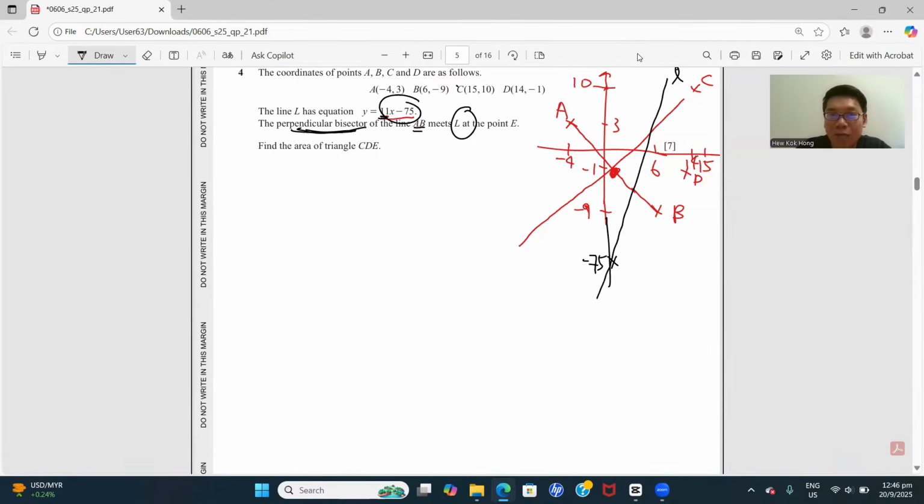So this is my L. They meet at point E. Then they ask you to find the area of CDE. We already have the coordinates of C and D. We just need to find the coordinates of E. But to find the coordinates of E, we need to solve the simultaneous equations of L and the perpendicular bisector. So I need to find the perpendicular bisector. Bisector means they're using the midpoint of AB.